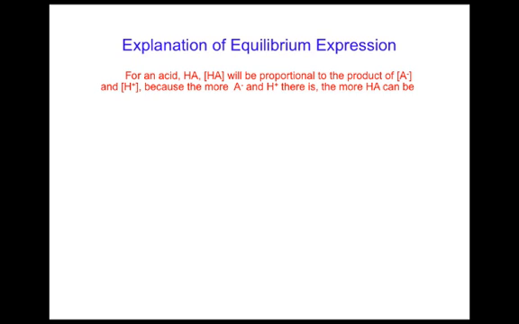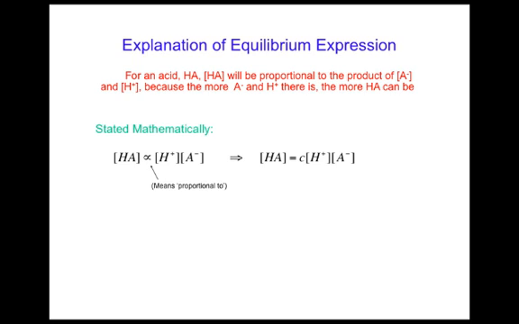So if you have some general acid, we'll just call it HA, the concentration of HA is going to be proportional to the product of how much A minus and H plus you have, because the more of those two there are, the more collisions you're going to get between the two, and so the more HA you're going to form. So stated mathematically, HA is proportional to the product of those two concentrations. That's the proportional symbol. If something's proportional to something else, that means it's equal to some constant times that. So that's your constant of proportionality.